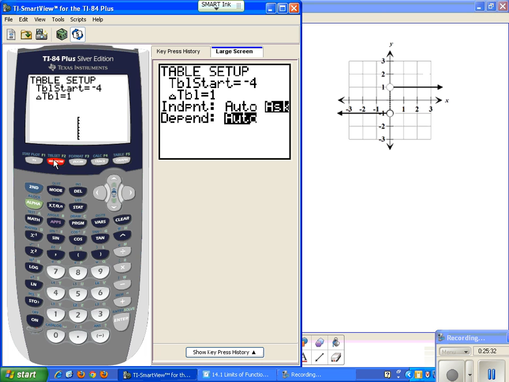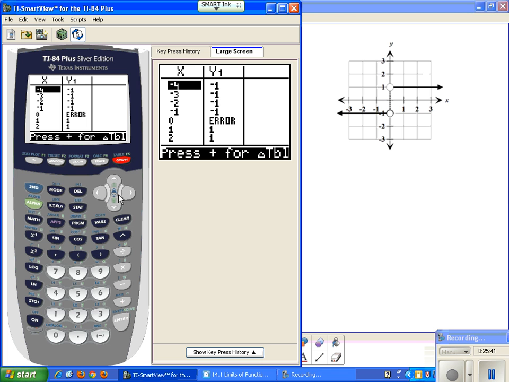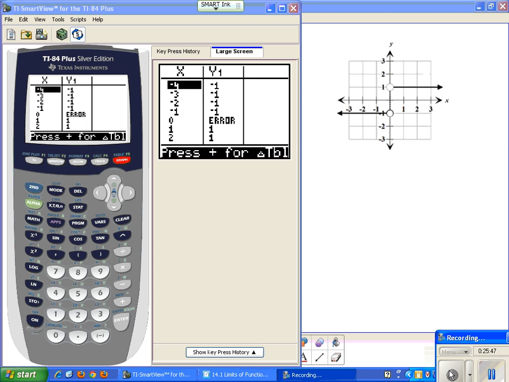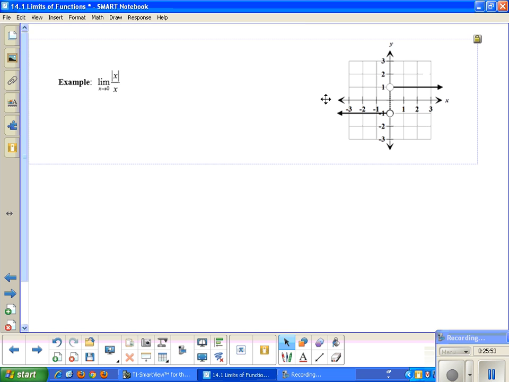If I change my values here, let's start this with auto and not ask, and go to my table. Notice that at 0, we have an error, and at -1, we have -1. And here, if you look at our graph, notice that we can't plug x values of 0 in here, because if we do, we would end up with the absolute value of 0 over 0, which is just equal to undefined.